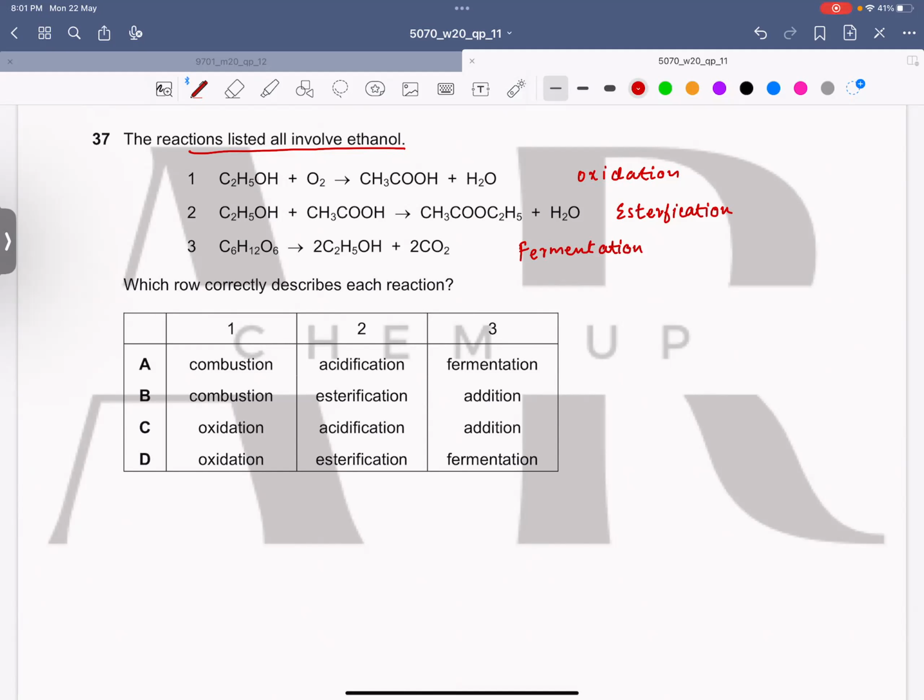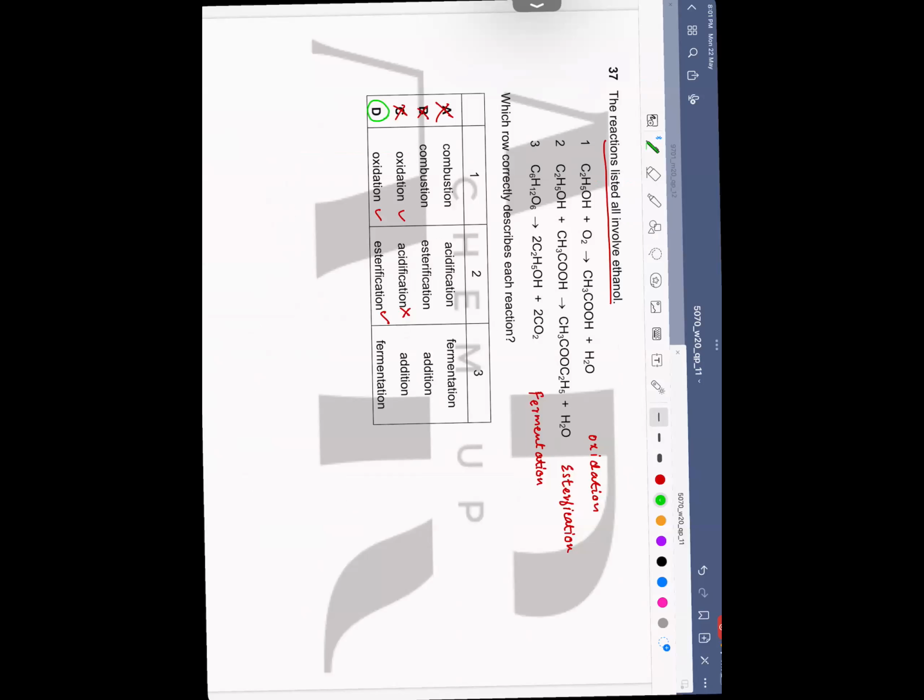So one is oxidation, A and B go wrong. 2 is esterification. So we got our correct answer, right? So C also goes wrong, and D is the correct answer. Clear? Yes, Hassan and Abdullah, is this clear? Yes, sir.